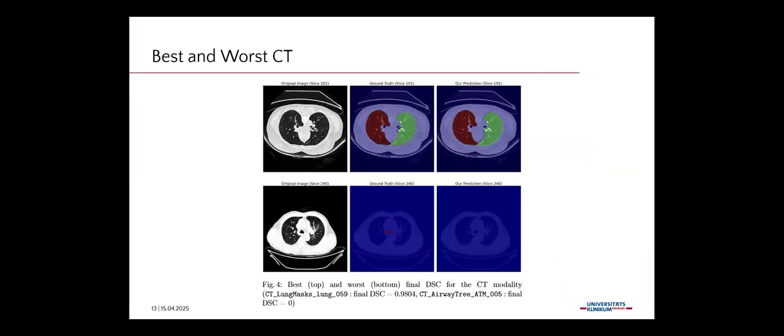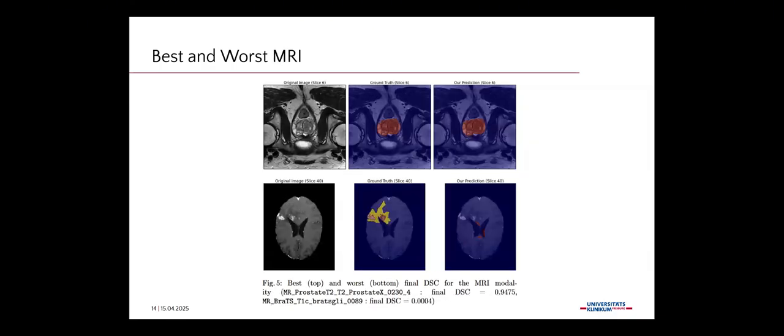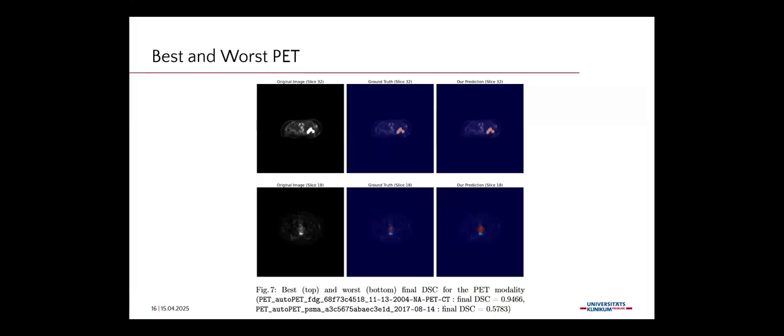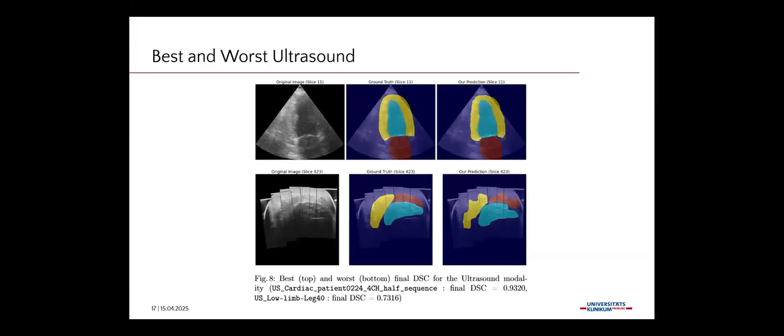Here are some examples, which you can also see in our paper, of good and bad segmentations. So you see for the CT, for example, a very excellent one, and then one that fails fairly drastically on the bottom. For the MRI, as I said, we have the worst performance across modalities overall. Microscopy worked much better. Even the worst one here still has a dice score above 50%, and the same for PET. And ultrasound, even the worst one is still above 70%.